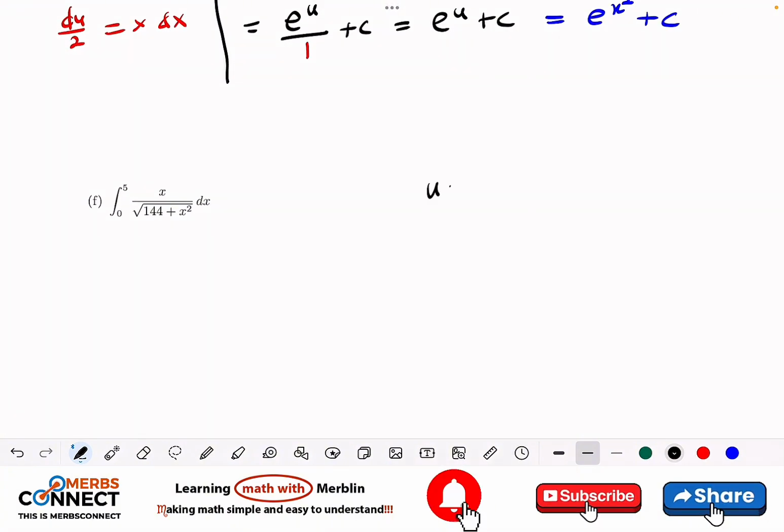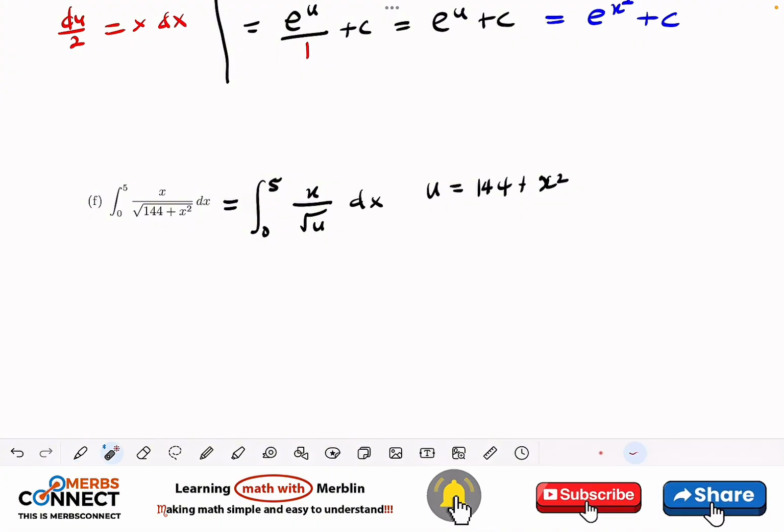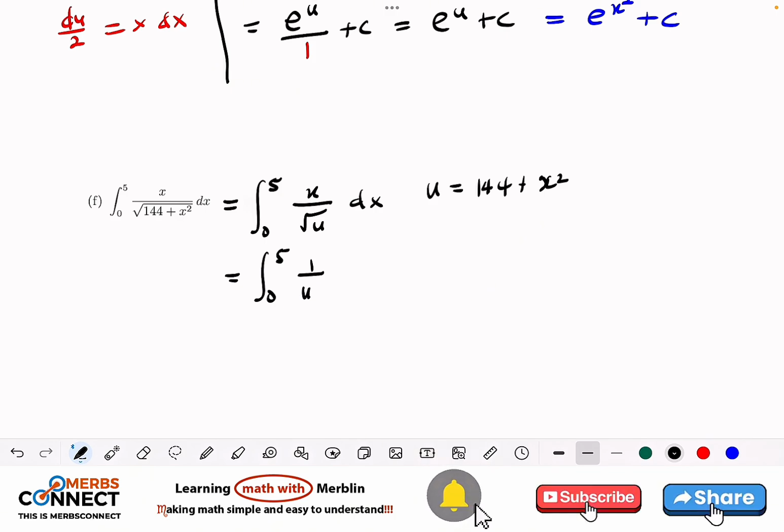So here I'm going to choose u to be equal to 144 plus x squared. Good. Then what will be my integration now? The integration here becomes 0 to 5 x divided by root of u dx. Why? Because now everything here is my u, which is here. I can write my integration as 0 to 5. So now I need to group the x and then the u. So I will have 1 divided by root of u, which is the same as u to the power 1 over 2, then x times the x, right?